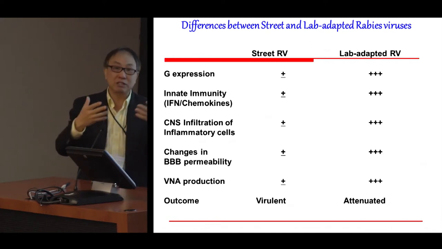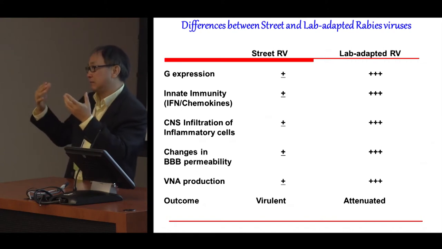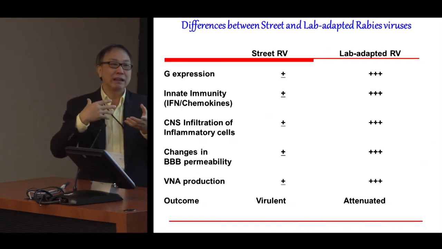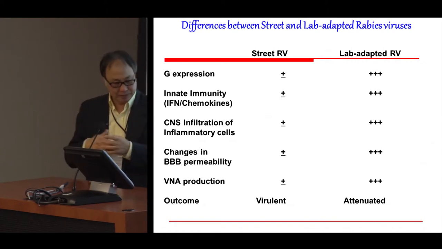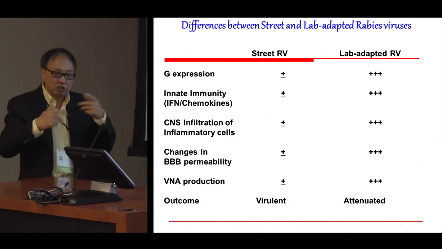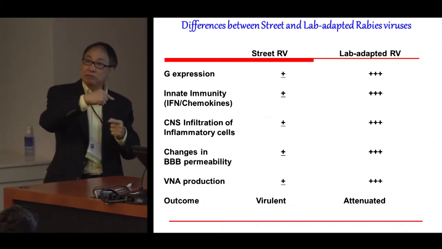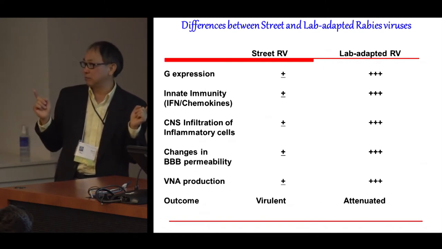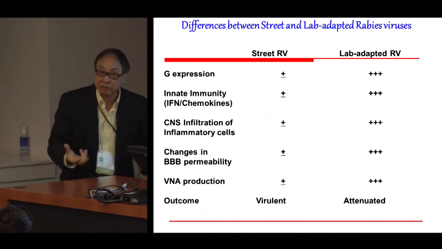Actually, I still come back to how we use the vaccine. The vaccine is in a way sort of anecdotal. If we had used a wild-type virus to make a vaccine, it would not work because it does not express the glycoprotein.